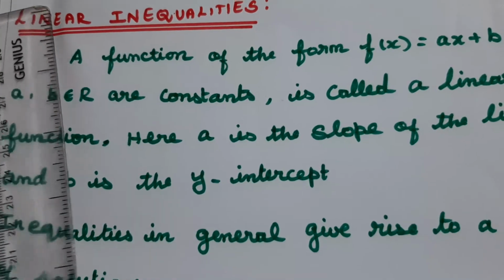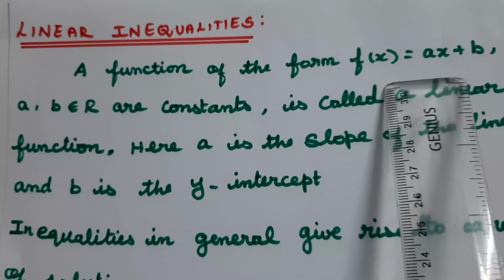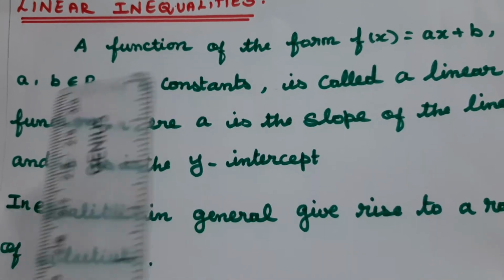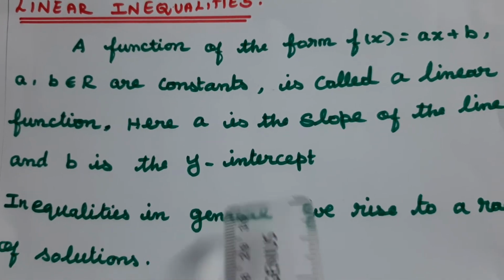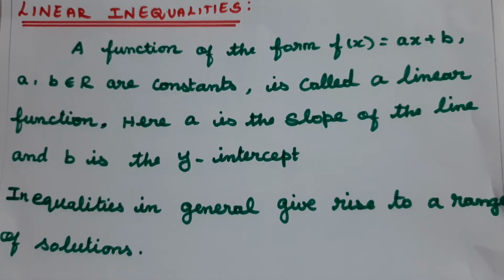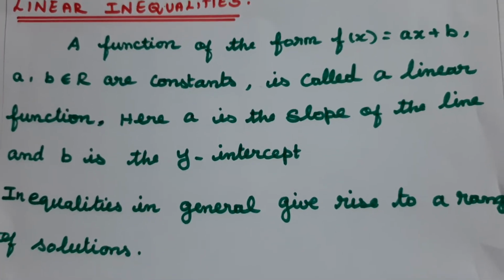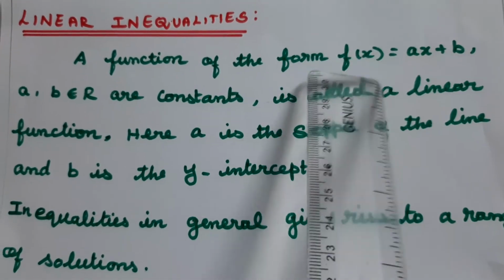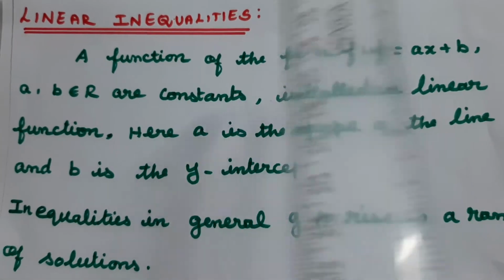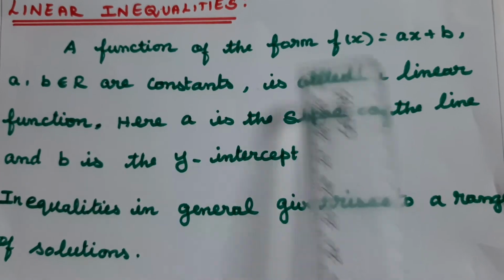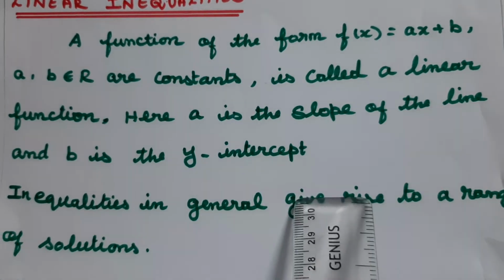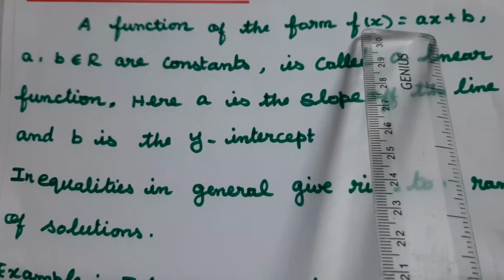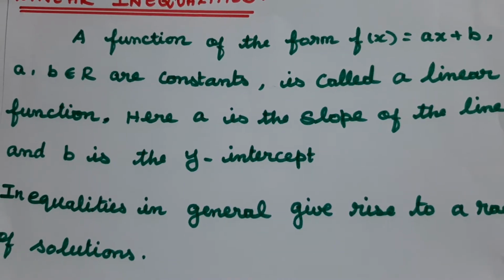Linear inequalities. Next topic. A function of the form f of x is equal to ax plus b, where a and b are constants, is called a linear function. You have studied in your lower classes the linear equation like y is equal to mx plus c. The same thing, only here it is given as the definition, where there you used to take your m as the slope. Same way here your a is the slope of the line and b is the y-intercept. This is called the linear equation. So, we are going to solve in the next exercise based on the linear equations. Linear means when the power of x is always 1, that is called your linear equation.